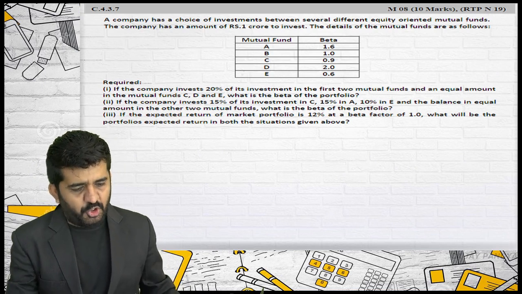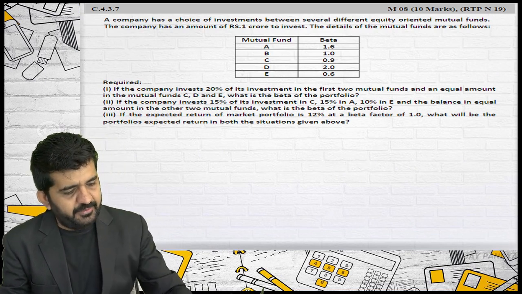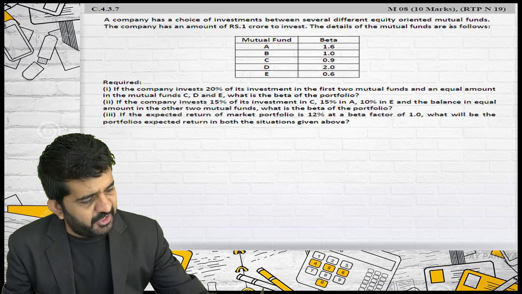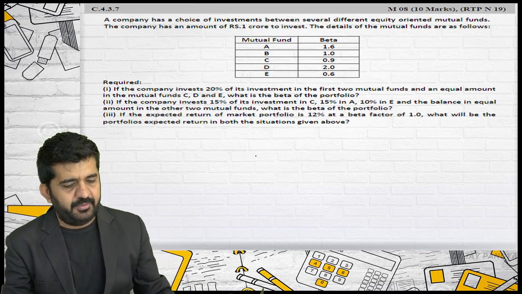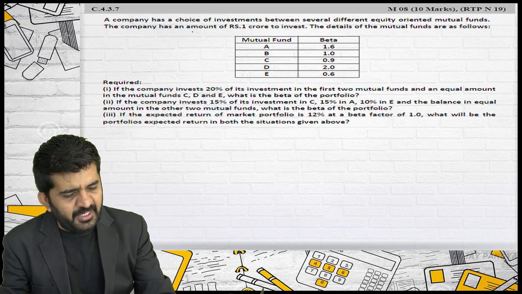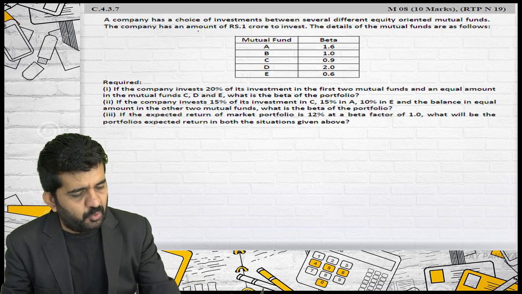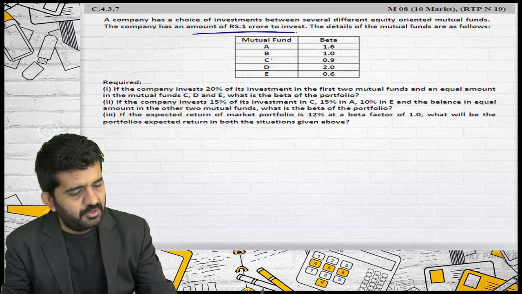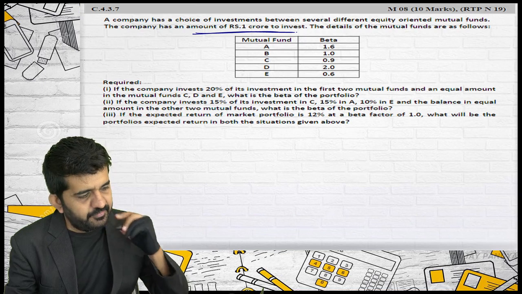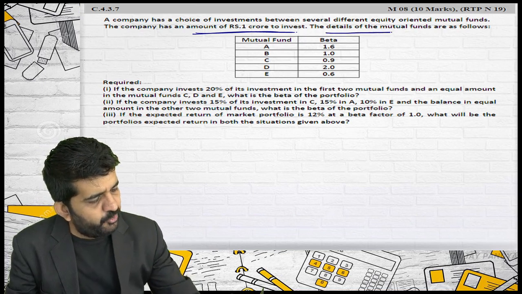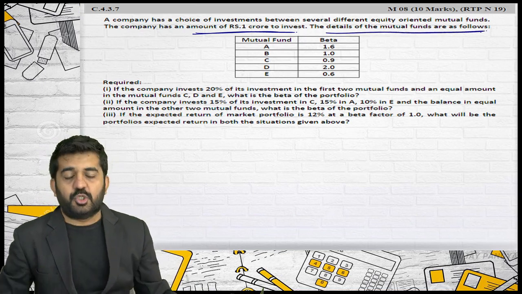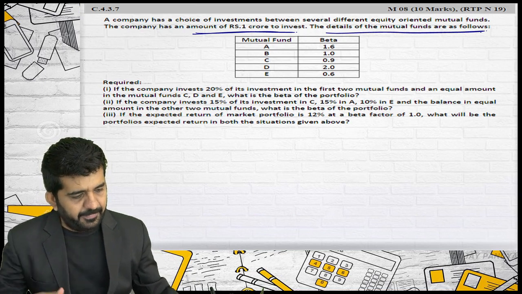A company has a choice of investment between several different equity-oriented mutual funds. The company has an amount of rupees 1 crore to invest. So 100 lakh they can invest. The details of mutual funds are as follows. So the question is of mutual fund.